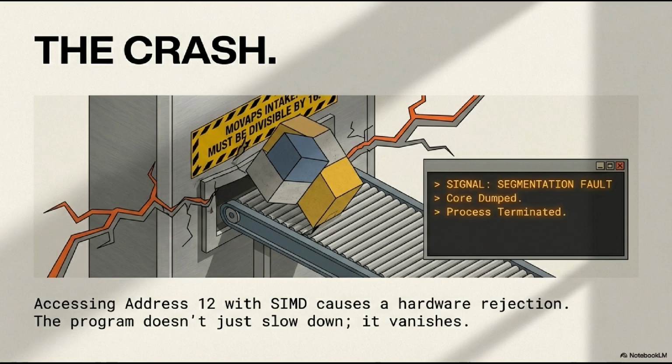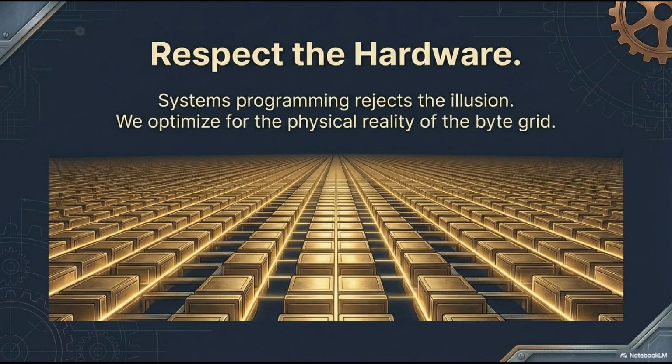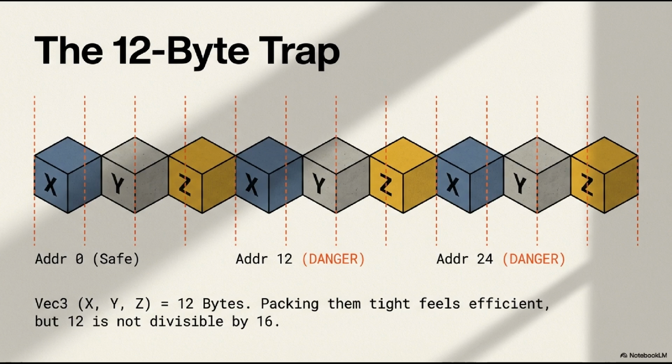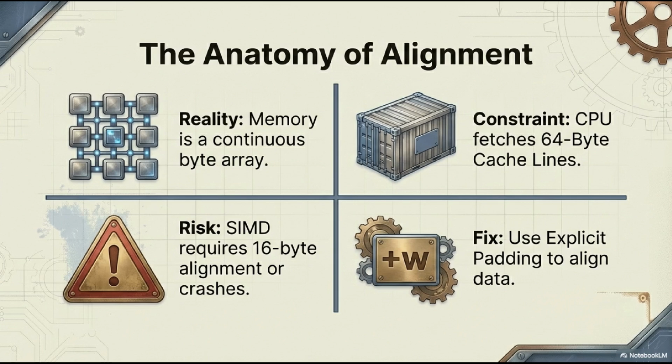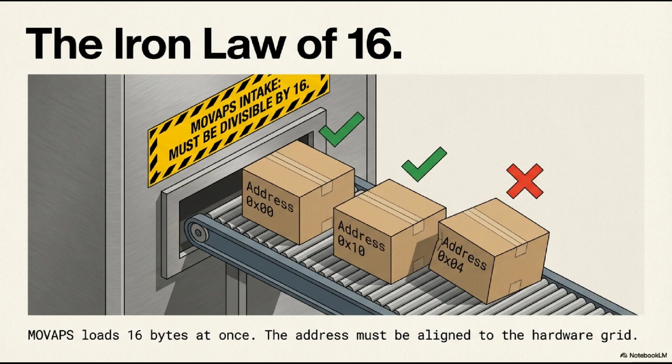So we have item 1 and item 2 sitting right next to each other. Two 12-byte items sitting next to each other in memory. Let's be very careful about where we place them. Let's place item 1 at the very beginning of memory. Address 0. Let's check the rule. Is 0 divisible by 16? Yes, it is. So item 1 is safe. I can load it with that movaps SIMD instruction. No problem. Perfect.